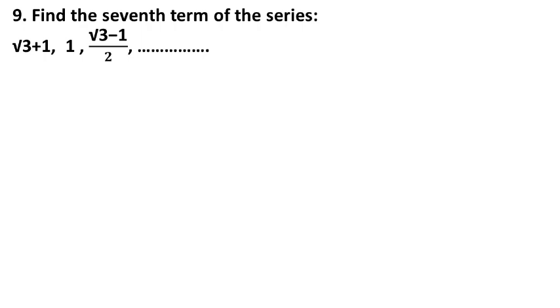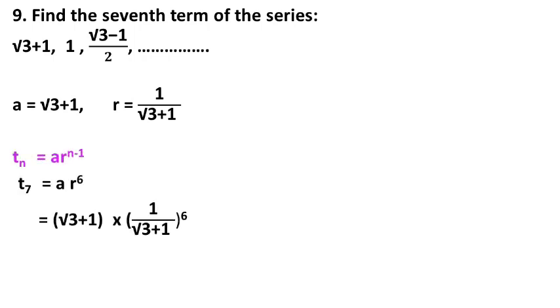In question number 9, we need to find the seventh term of the series. The given terms are in the surd form. That is, a is root 3 plus 1 and the common ratio is 1 by root 3 plus 1. As usual, identify the formula and substitute the values of a and r. After substituting, root 3 plus 1 and root 3 plus 1 get cancelled. So the value remains as 1 by root 3 plus 1 whole to the power of 5.